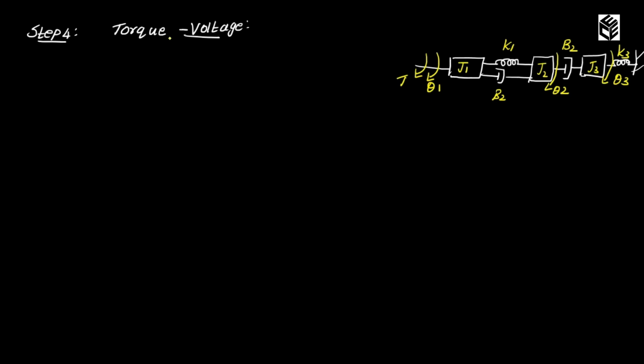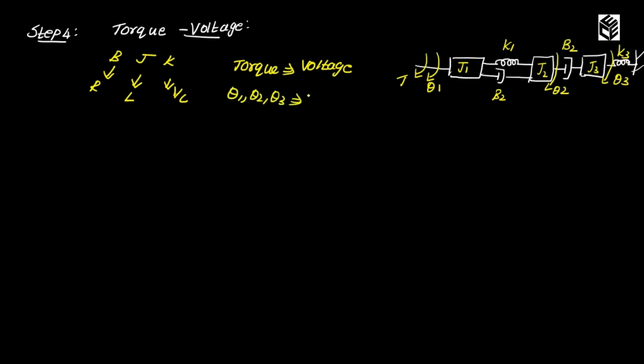Step 4 is to find the torque-voltage electrical network. So the assumptions are: B is replaced as R, J is replaced as L and K is replaced as 1 by C. And torque is replaced as voltage. And these theta 1, theta 2 and theta 3 are replaced as currents I1, I2 and I3. And what is the law we are going to apply? Kirchhoff's voltage law. So this is our given diagram.